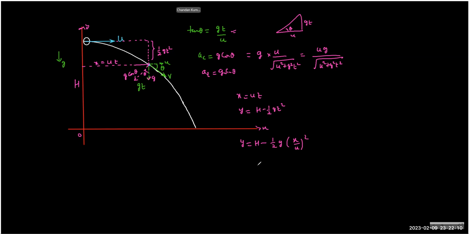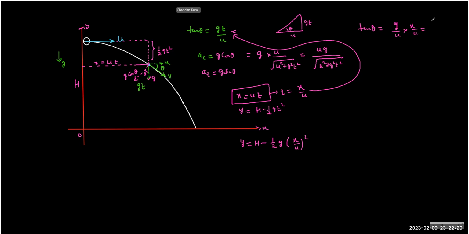Yes. And because x equals ut, I can express t as x by u. If I substitute this into this expression, then tan theta we can also express in terms of x: g by u into x by u, which is like gx by u square. So if I know that you have traveled by x, I know what is the angle you have tilted.